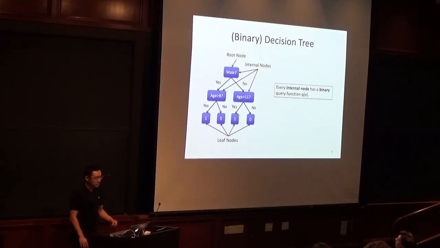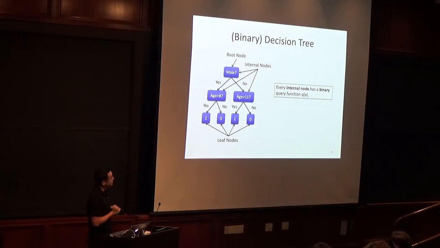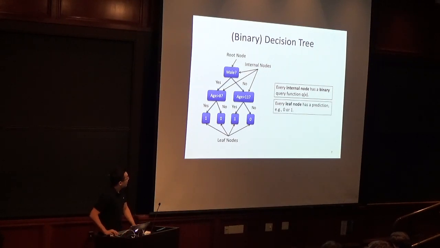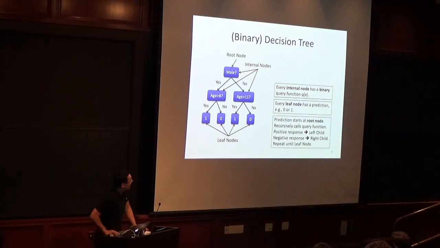So every internal node has a query, and I'll just call it Q of X. So X is the input features. And the query is a yes-no query function. Every leaf node has a prediction. In this case, because it's classification, we'll say it's 0 or 1. And the prediction starts at a root node.